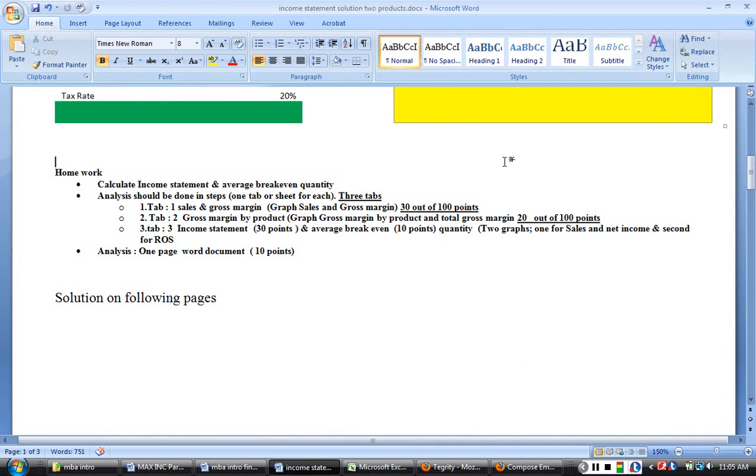And I suggested that in order to get the most out of Excel and have good skills of putting it together, I recommended to do it in tabs. First tab, put in the sales and the variable cost, and I also recommend doing the graphs and so on. So now what I am going to do, so this was the assignment given to you.